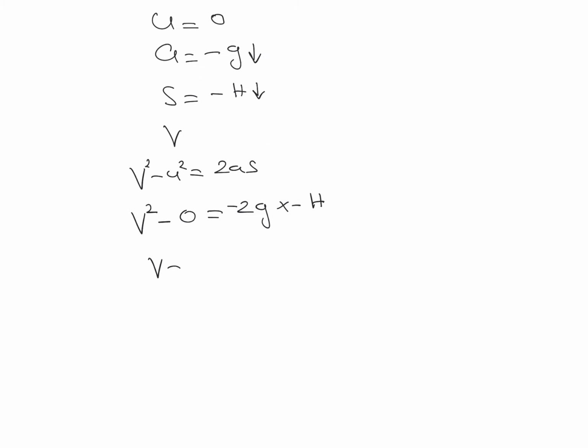So you can write the value of v square is equal to 2gh, or v is equal to the square root of 2 into g into h. This is the velocity with which it is going to hit the ground.